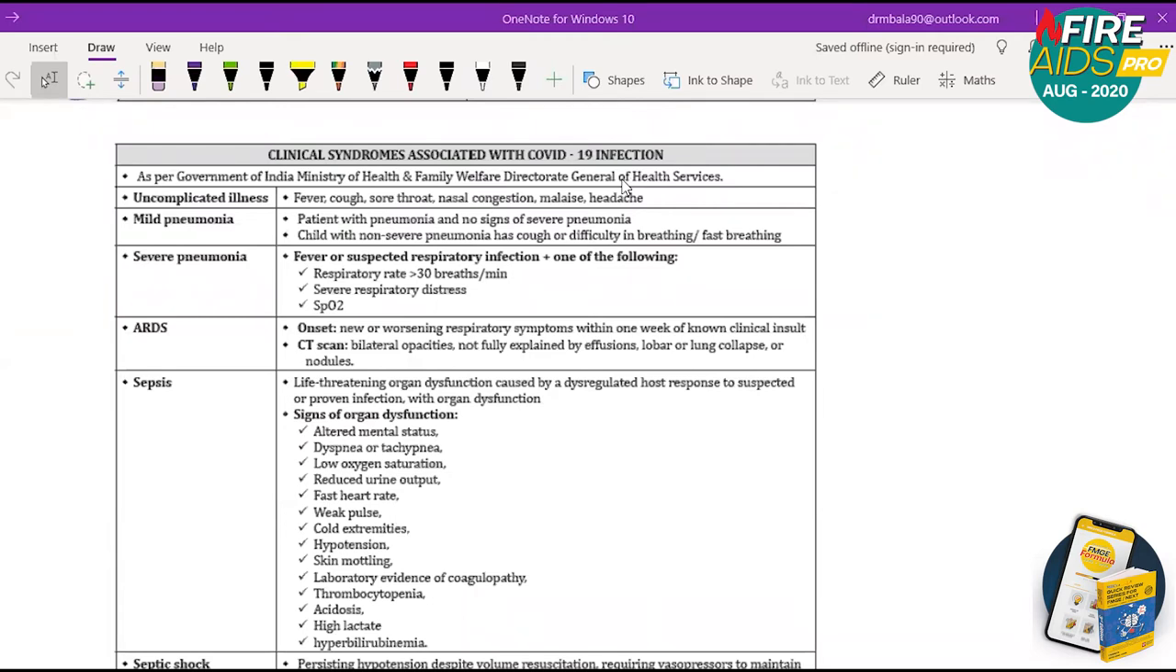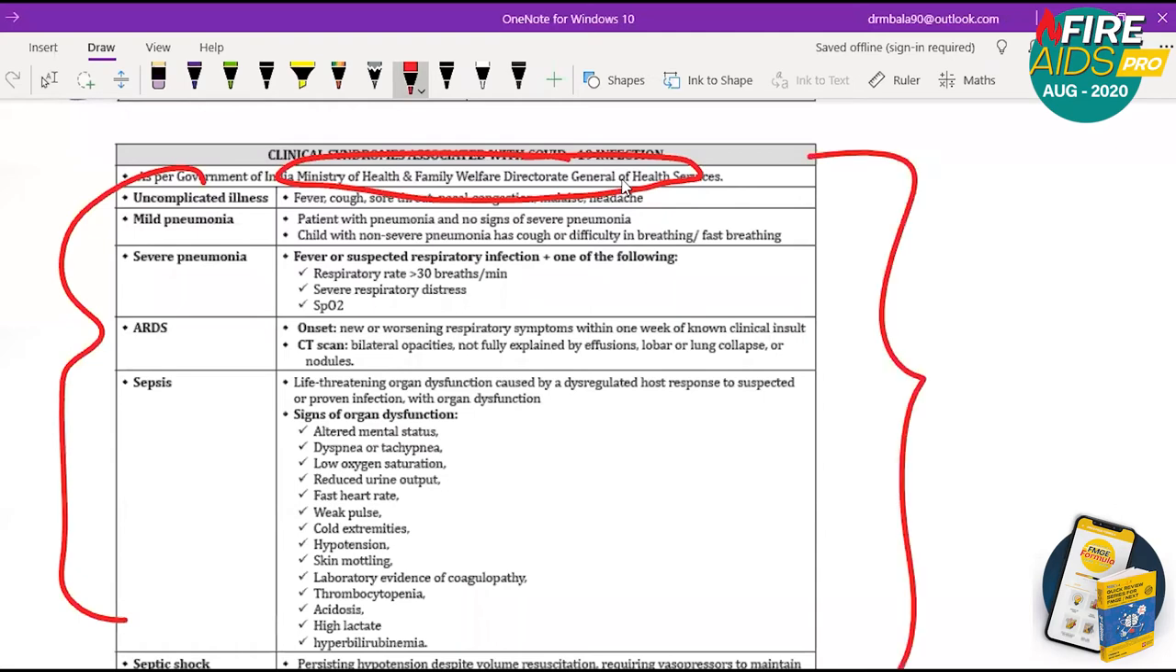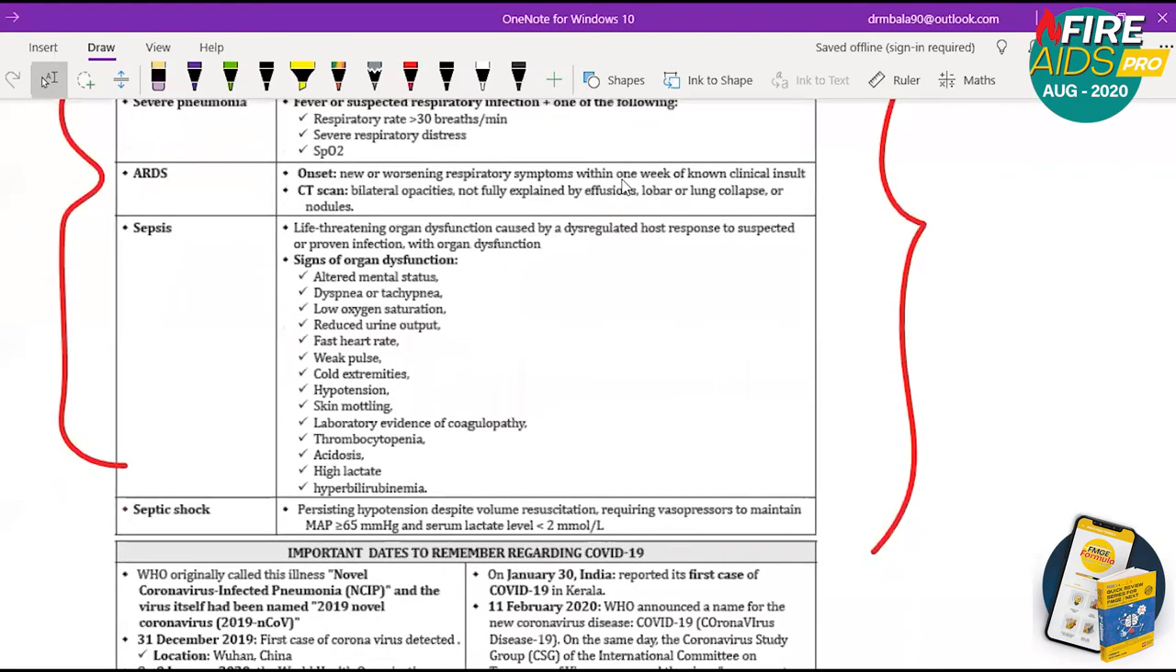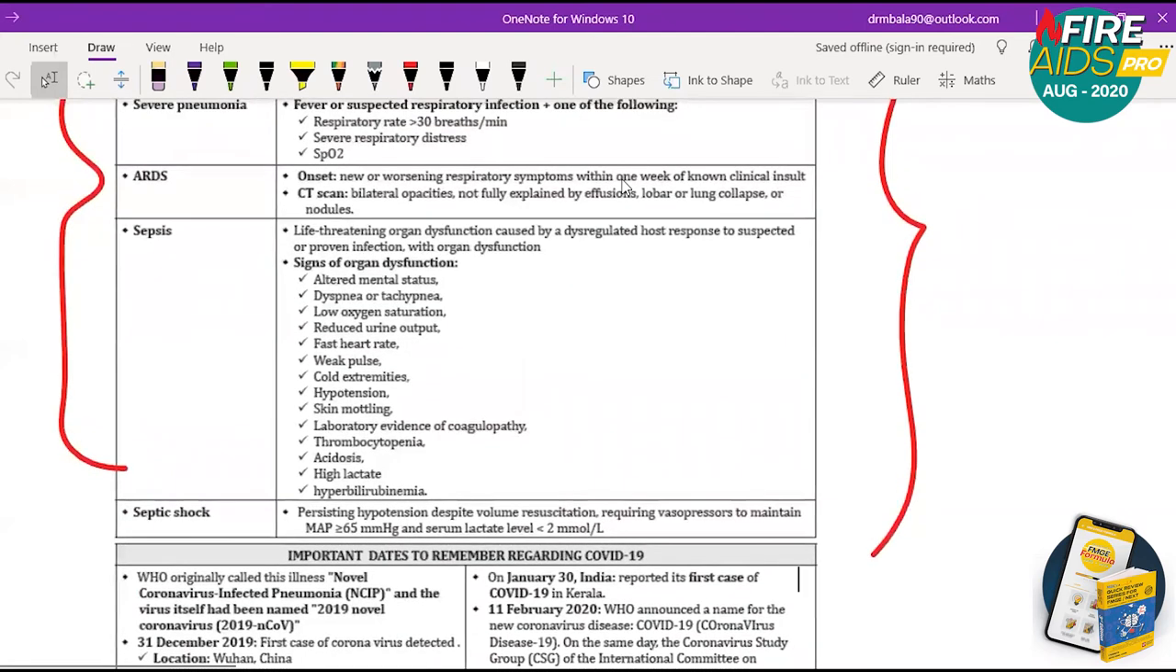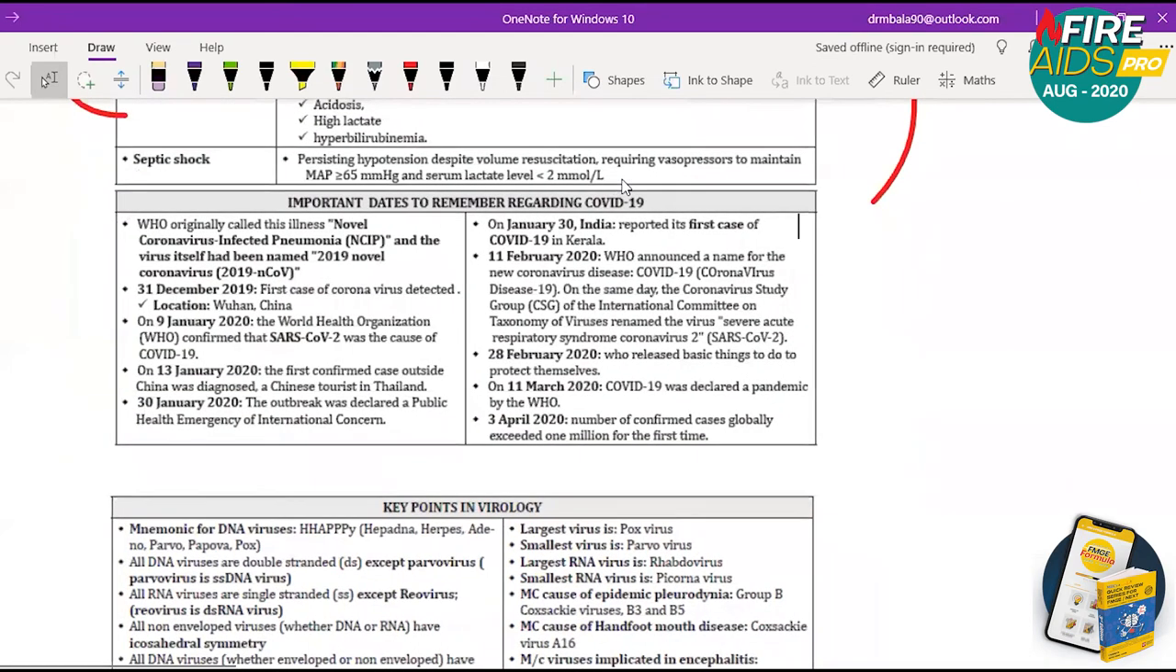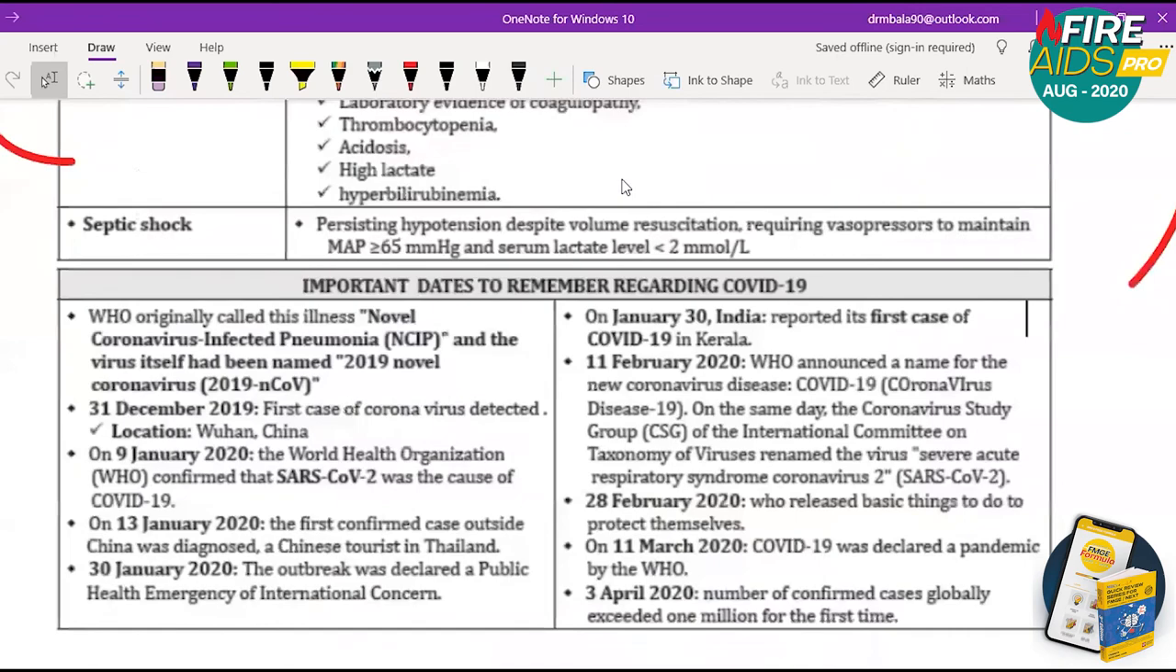So these are just as per the Government of India. This is the Ministry of Health and Family Welfare Directorate. So these are the definitions released by the Indian government regarding COVID. So I let you read these definitions by yourself. I don't want to take a lot of time here. I would directly go to the important dates to remember regarding COVID-19. So this is highly important, more than the definition itself.